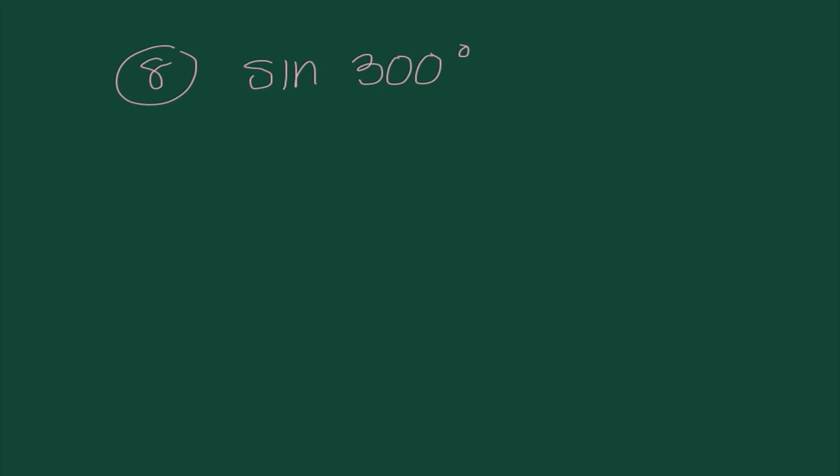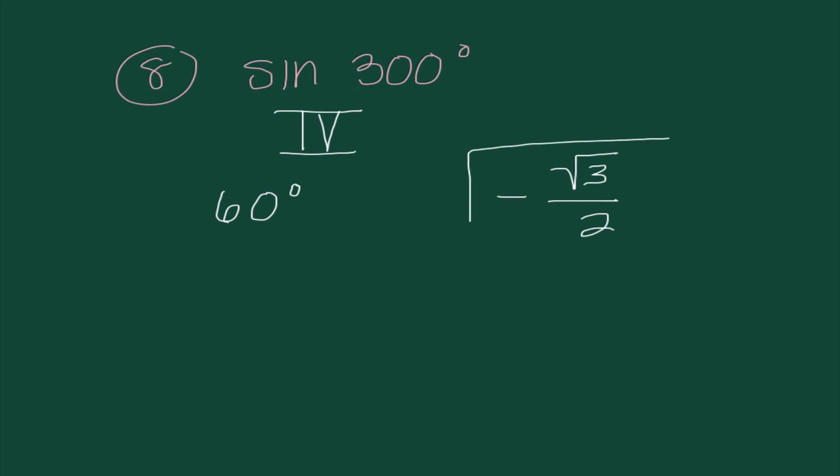So in our final example here, let's do sine of 300 degrees. I know 300 degrees is in quadrant 4, and I need to think how far is 300 from the closest x-axis, which is 360. So that tells me it is 60 degrees away. So I need to figure out, okay, sine of 60 degrees is radical 3 over 2. And in quadrant 4, I know it is all students take calculus. So that means cosine is positive, which makes everything else negative. So my ratio would be negative radical 3 over 2.